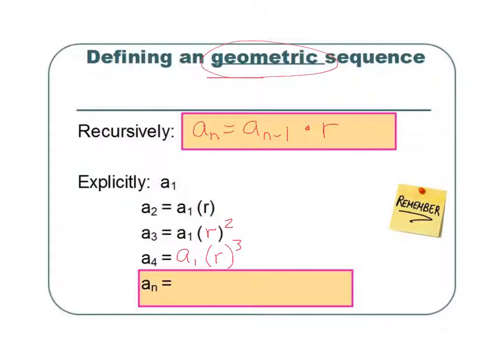So now let's summarize that in a nice rule for any term. So for the nth term, I would always take the first term, I would multiply it by r, and what would that power need to be, do you suppose? It's 1 less than the term, so to the n minus 1 power is how many times you'd have to multiply by r. Okay, 2 important formulas, know those.